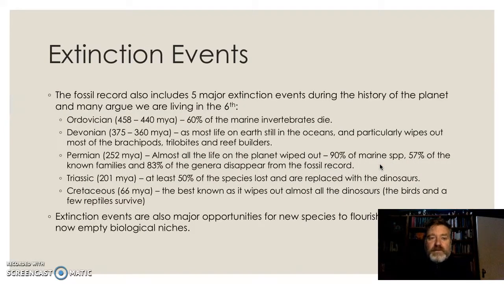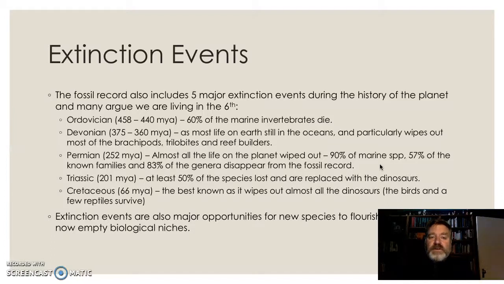There's also been a number of extinction events. I thought I'd do them now rather than at the end. So across this period of time, there's been 5 major events. And many people now argue we're living in the 6th, and we are, of course, believed to be creating the 6th extinction event, which for the good of the planet will probably mean the extinction of us.